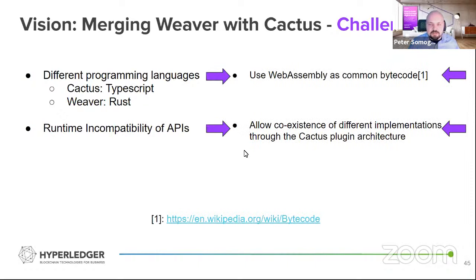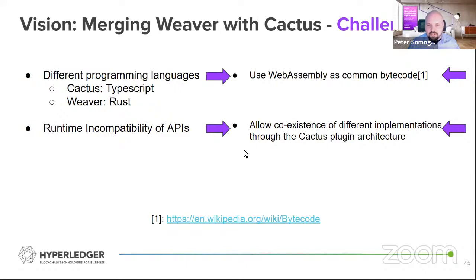And so the solutions to this that we've come up with: one, use WebAssembly as a common, quote unquote, bytecode. I say quote unquote because WebAssembly is not called a bytecode, as far as I know, but I imagine a lot of people who are familiar with the Java bytecode and the .NET common language runtime bytecode know how to associate this word with the context. Basically, you can compile down to this common language or instruction set, and then have different programming languages actually work together if they both support it.